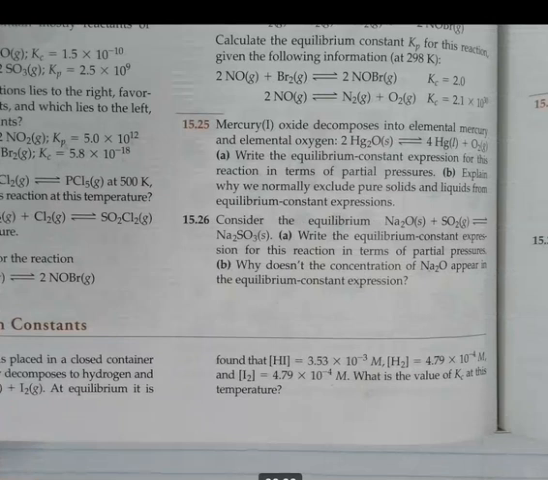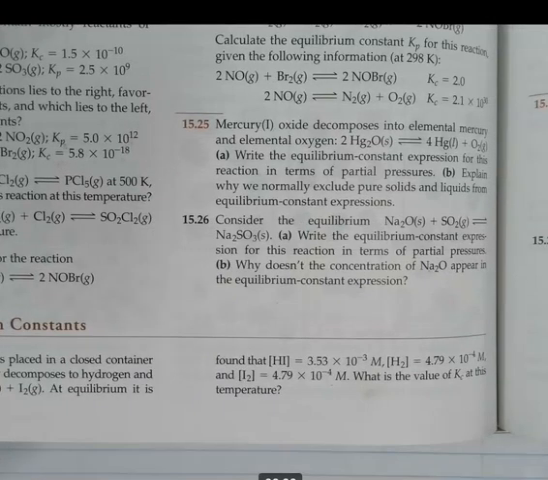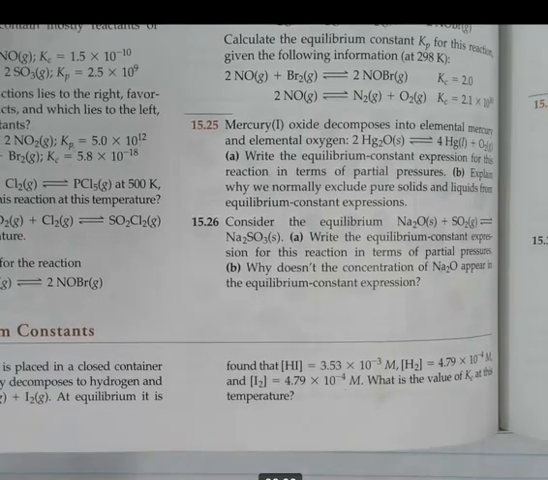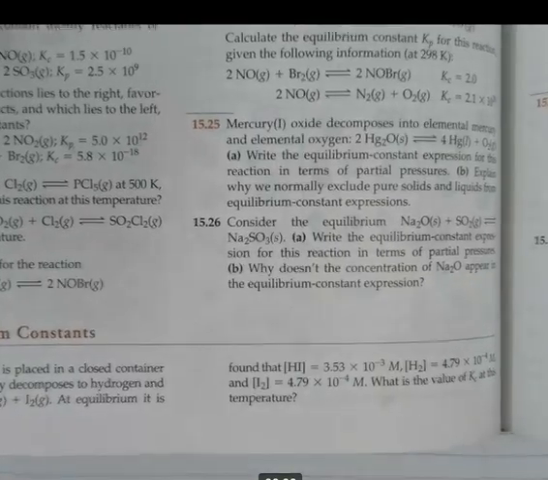Okay, so 1526, consider the equilibrium, and there's the expression. Write the equilibrium constant expression for this reaction in terms of partial pressures. So pressures are treated exactly the same as concentrations, it's just you use the letter P with the subscript of whatever the compound or element is. Otherwise, you write the equilibrium constant expressions the same way. B, why doesn't the concentration of N2O appear in the equilibrium constant expression? Okay, so let's go ahead and write that equation out and look at it.